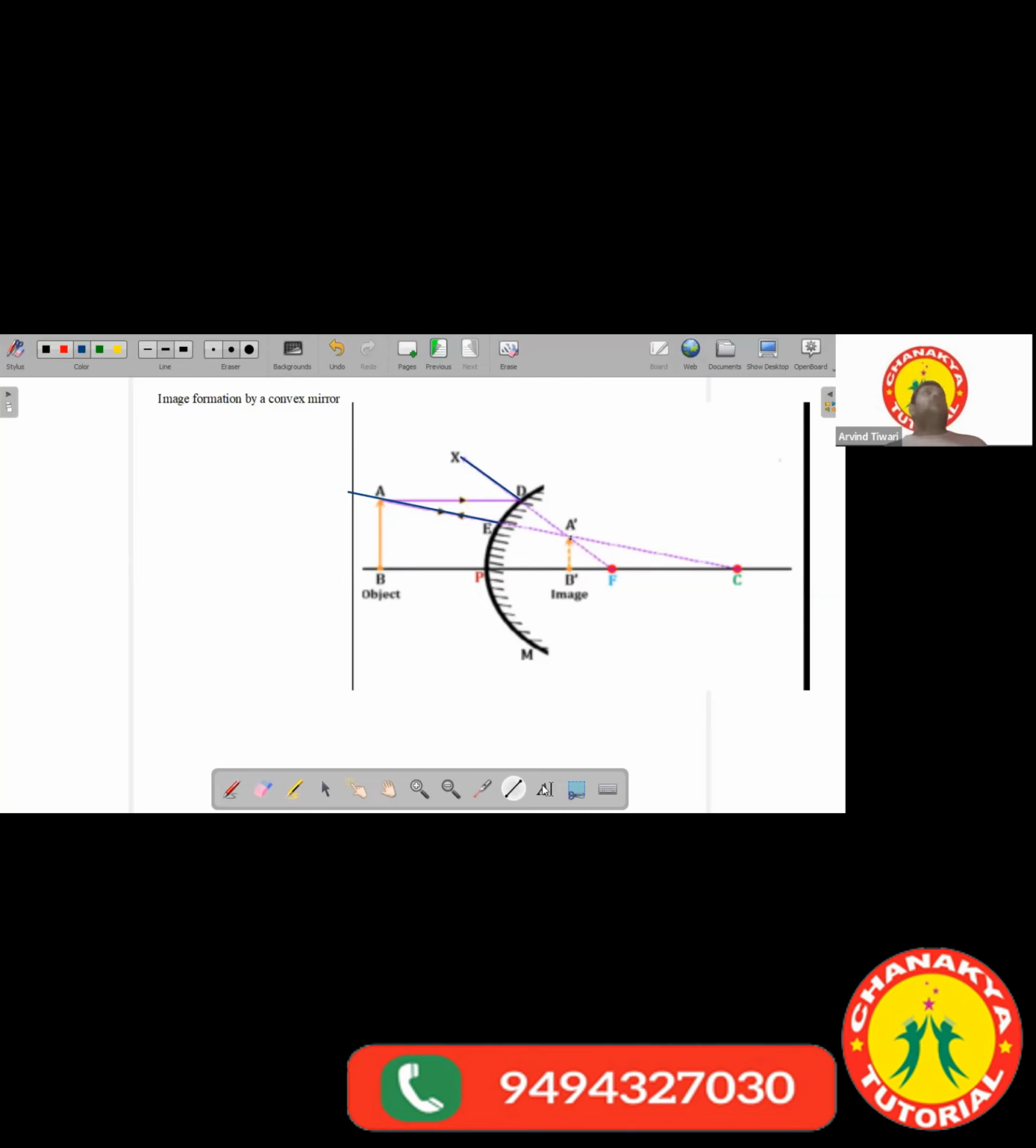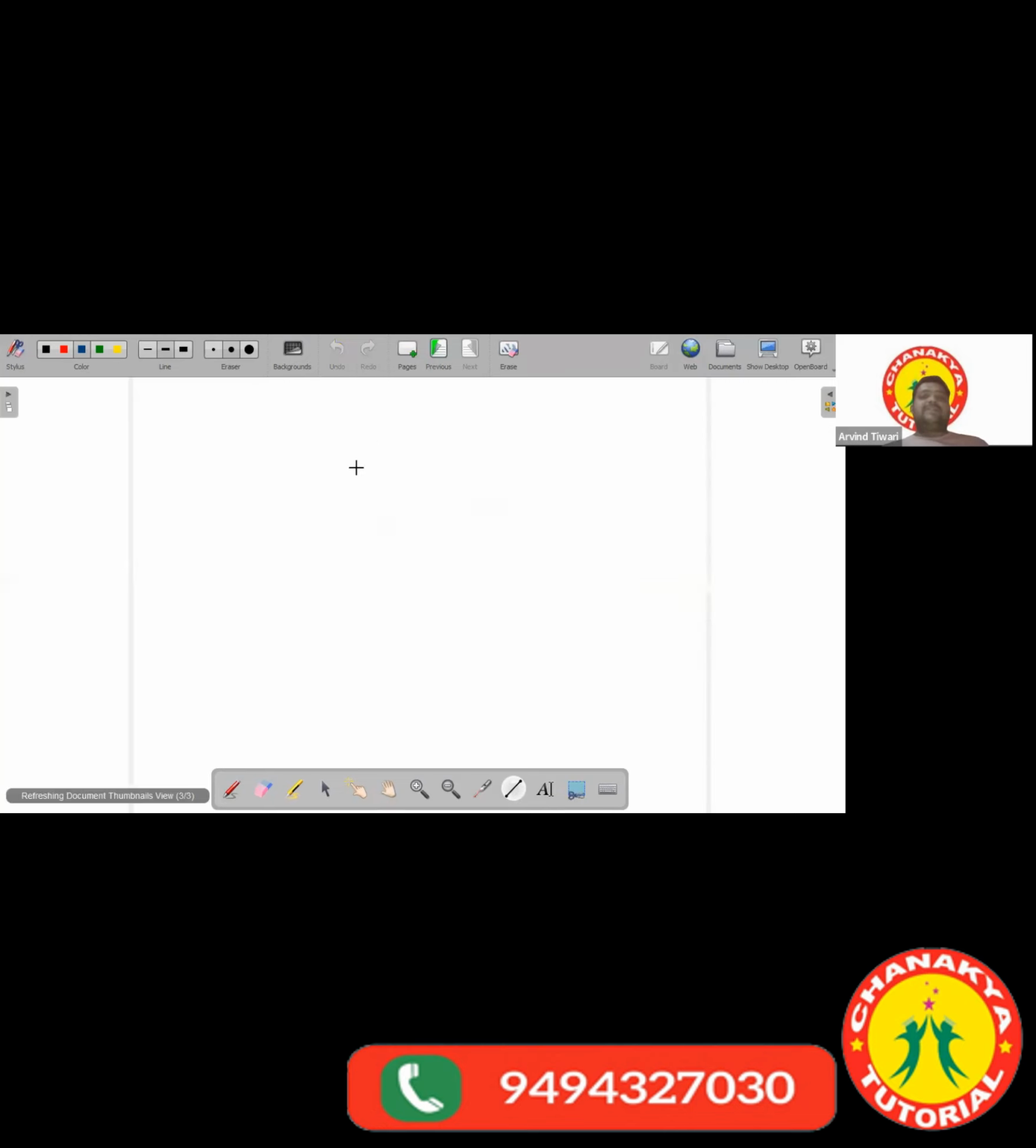Okay. Now we come to the very important part, that is Cartesian sign conventions. Now your real part starts over here. Coming to the first rule: all measurements are made from the pole. All the measurements will be made from the pole.